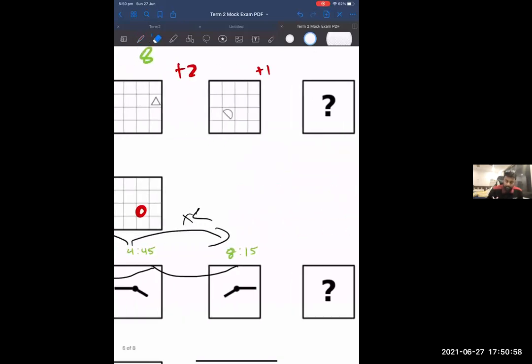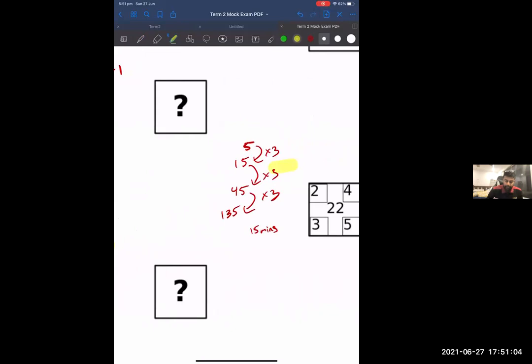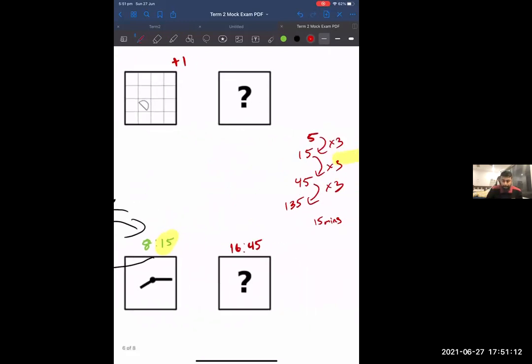Do you see that here? We end at 15 minutes. Yes. Right. And then 15, again, when you multiply by 3, you get 45. So that's what the final answer should be, 16:45. You guys understand?